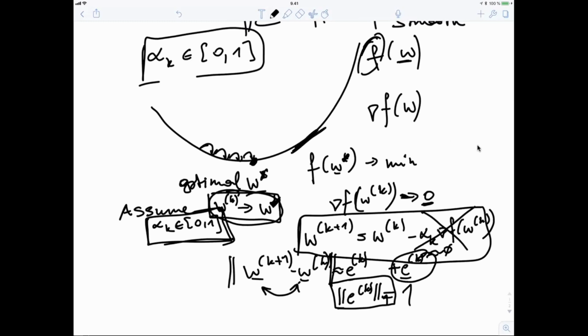Yeah, so if we constrain the learning rate to be between 0 and 1, then the perturbation must decrease. So the norm of the perturbation must get smaller and smaller. Yes, only then it can converge to the optimum.